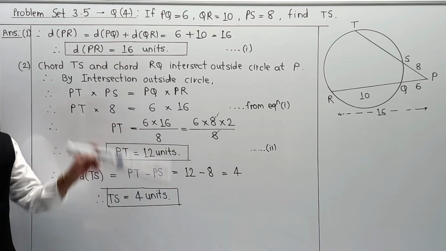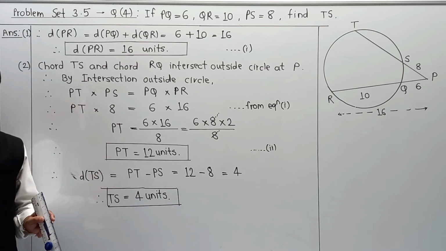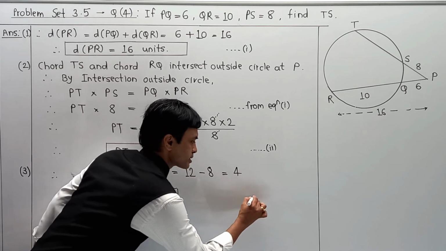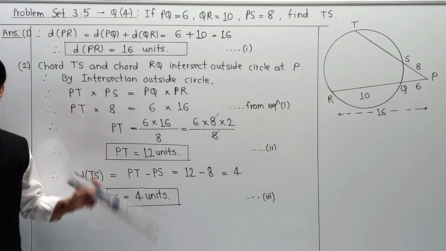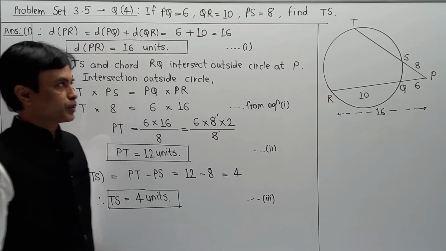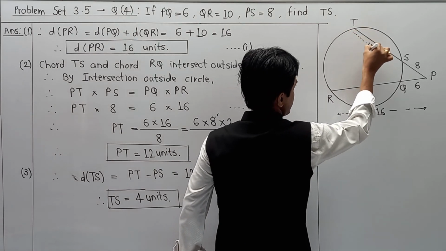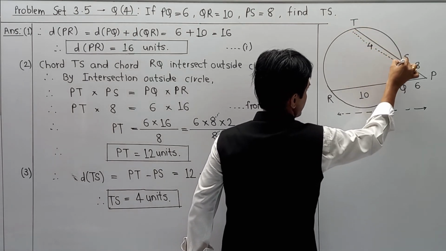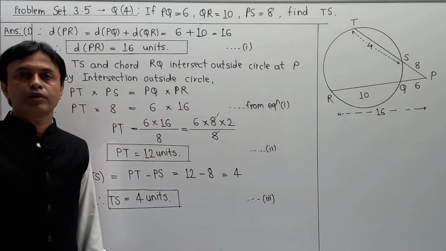Remember students, during numerical solutions you must be very perfect in formulas and their application, or logically you can say theorem and its application. I am going to give this answer as equation number 3. So you can solve in this manner. Therefore TS is 4 units, and in this way you can complete the entire numerical.